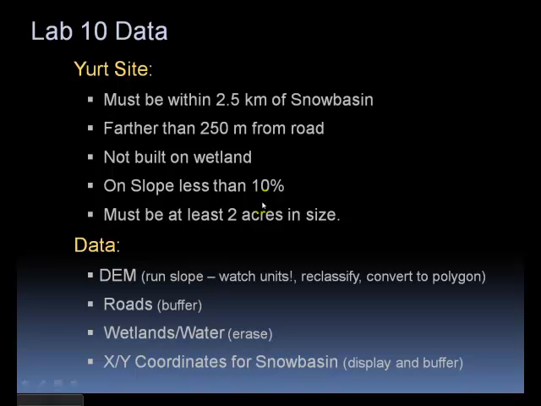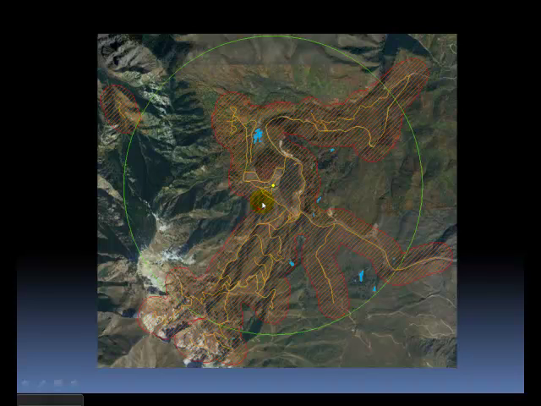Like I said, really straightforward, right? Just one step at a time, and you'll just knock this out in no time at all. This is a picture of what the results might look like, minus the slope reclassification. But here's the roads layer.